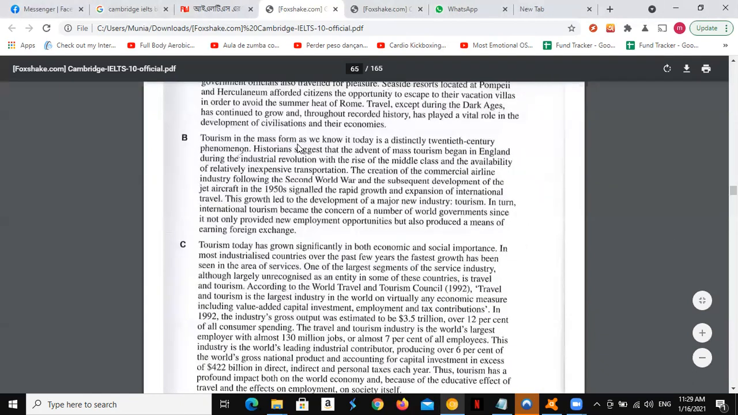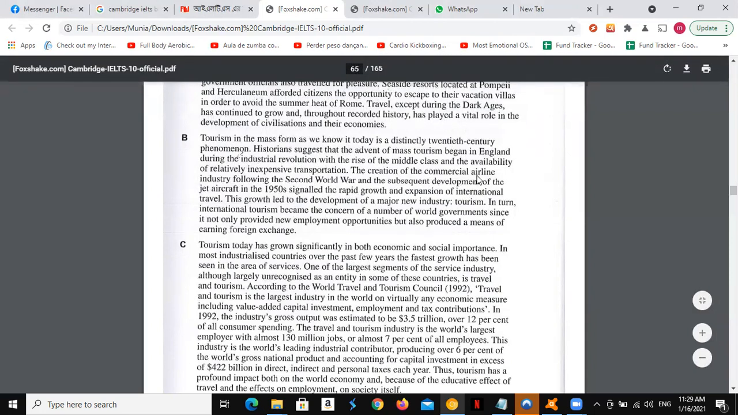Tourism in the mass form as we know it today is a distinctly 20th century phenomenon. Historians suggest that the advent of mass tourism began in England during the Industrial Revolution, with the rise of the middle class and the ability of relatively cheap transportation. The creation of the commercial airline industry following the Second World War and the development of the jet aircraft in the 1950s signaled the rapid growth and expansion of industrial travel. Here is a quick tip for you.